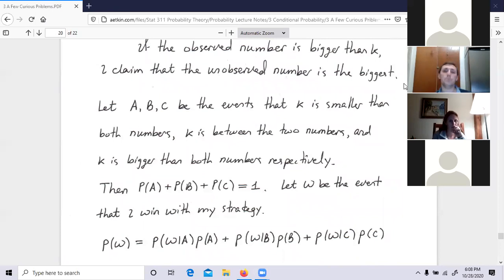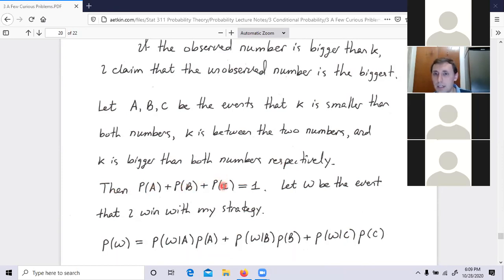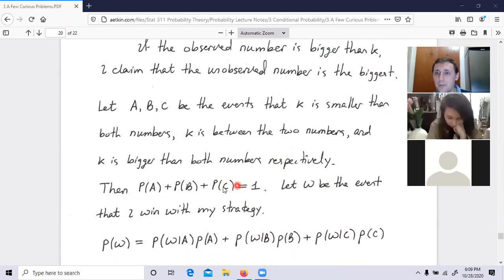You see, because it's a real number, it's impossible that the number K is exactly equal to any of the two numbers on the piece of paper. It's impossible, believe me, right? So the only possibilities are that the number K is either smaller than both numbers, or between both numbers. So A is smaller than both, B is between, C is bigger than both numbers. Make sense?